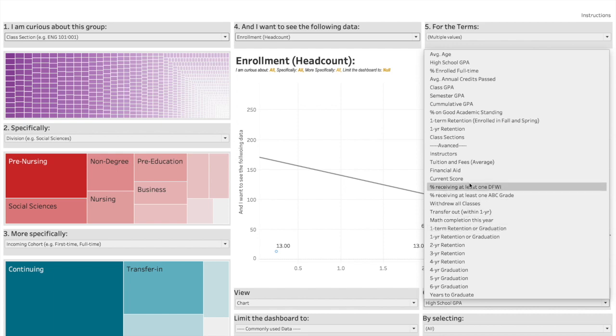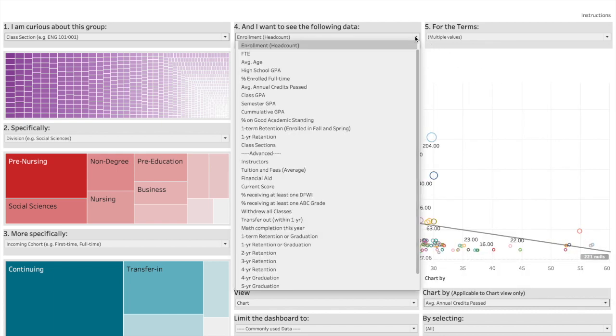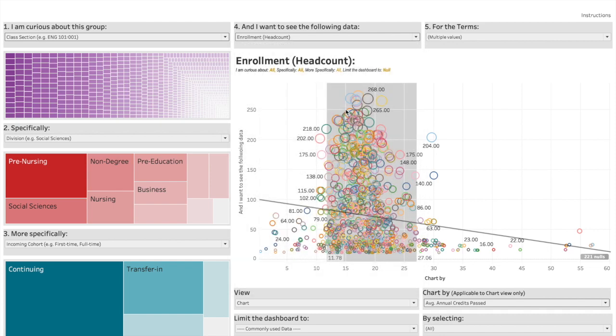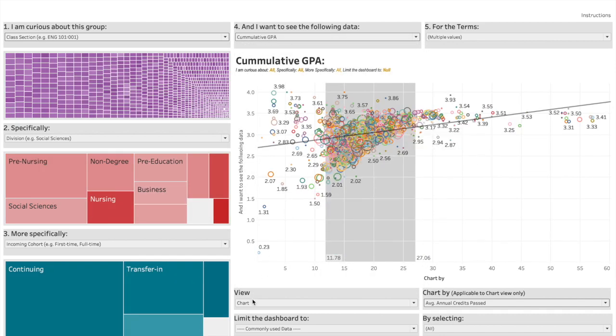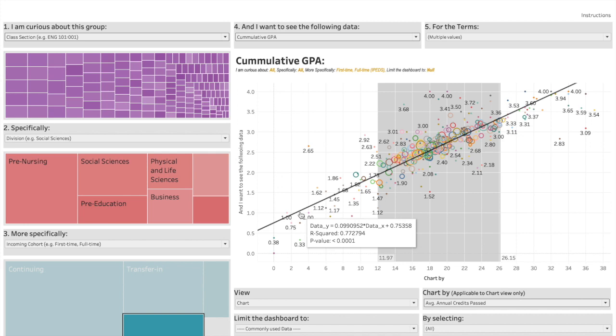Now we can look at something like average credits completed in 1 year and their cumulative GPA. We see that there seems to be some relation. If we particularly look at first-time, full-time students, we see that there is a strong correlation with a p-value of under 0.0001. These are some of the examples of what we can look at, and in the next part of the presentation you will see the data structure that this connects to.